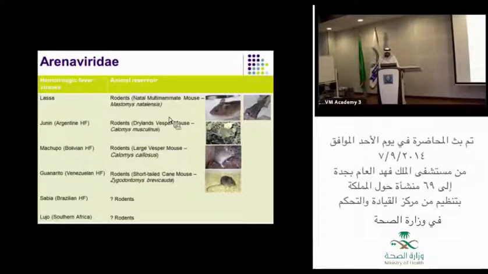I'm not going to mention the strains. Each of them has different rodent strains, but in general, all the arenaviridae are maintained by rodents. Okay. Junin, Machupo, Guanarito, Sabia, and Lujo. All of them have rodents as common reservoir.